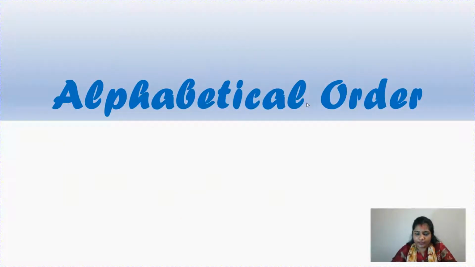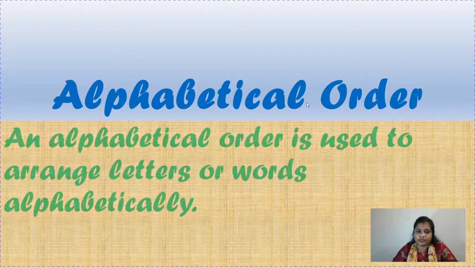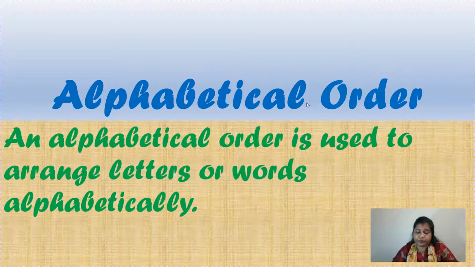Children, what is an alphabetical order? What do you think? You know, order means command, to give an order to someone, to make someone do our work. But is it that order? No, we are talking about alphabetical order. It means we have to arrange alphabets in a correct order or in a series. So what is the definition of alphabetical order? An alphabetical order is used to arrange letters or words alphabetically. That is why I was showing you A to Z, just to remind you which letter comes before or which letter comes after.